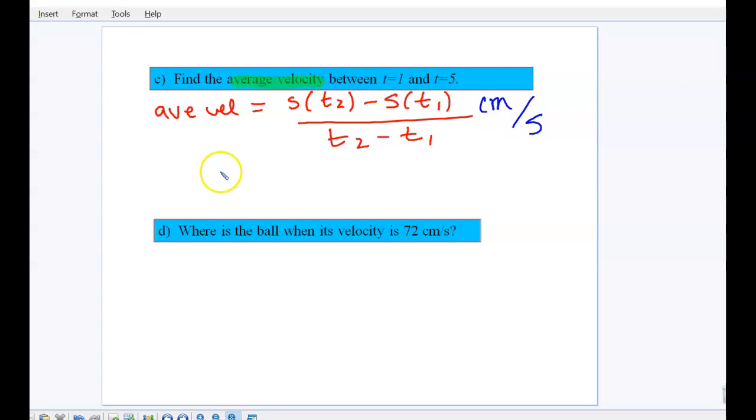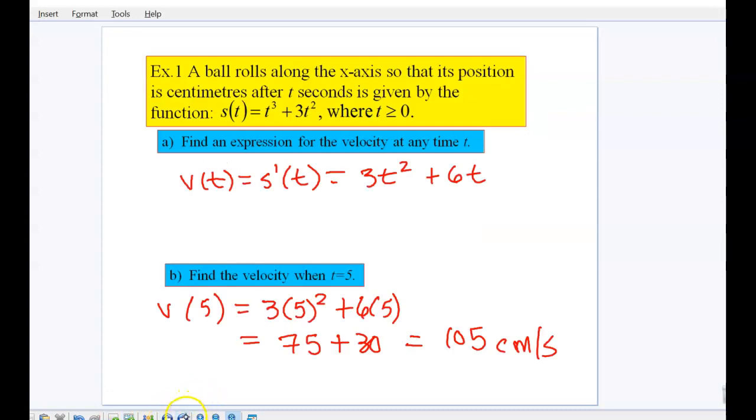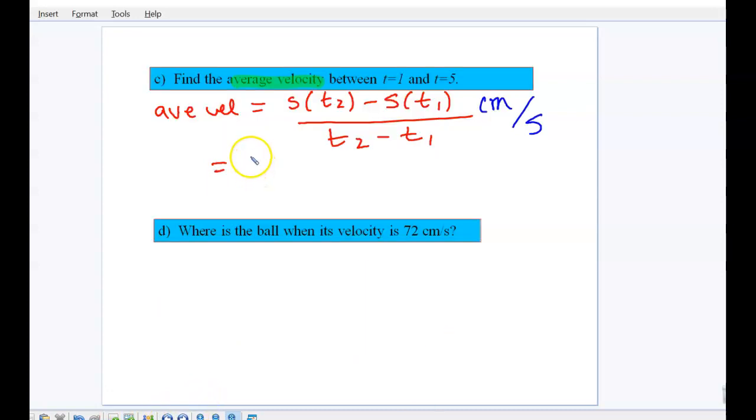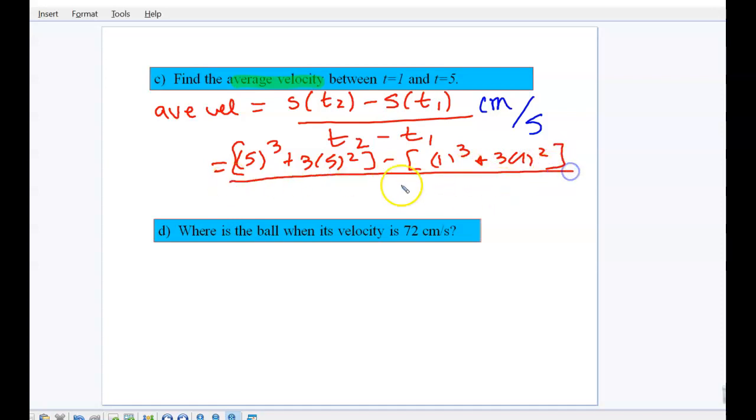So to figure out average velocity, it's going to be the position function at time 5. So my position function was t cubed plus 3t squared. So it's going to be 5 cubed plus 3 times 5 squared, minus the position at 1, which would be 1 cubed plus 3 times 1 squared. This is all over 5 minus 1.